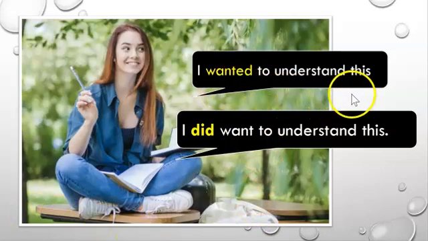I wanted to understand this. I did want to understand this. The past form of the verb do is used. I did want to understand this.